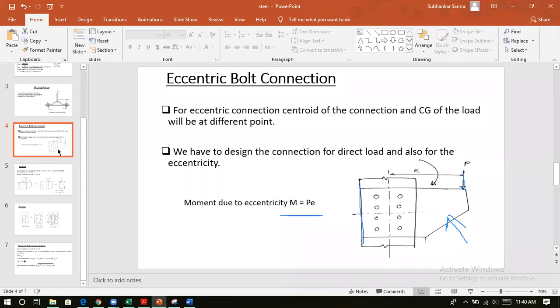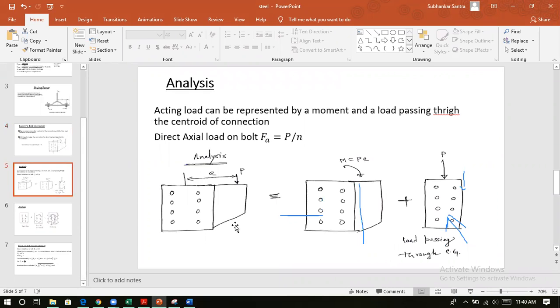Now, if we come into the analysis, as you can see, there are 8 bolts in the connection, and a load of P is coming into the bolts at an eccentricity of e. Now, in analysis, we can divide this connection into two parts. That is, we can separate the moment that is coming due to the eccentricity, P into e, and we can replace the eccentric load with a concentric load. So by these two arrangements, we can represent this system.